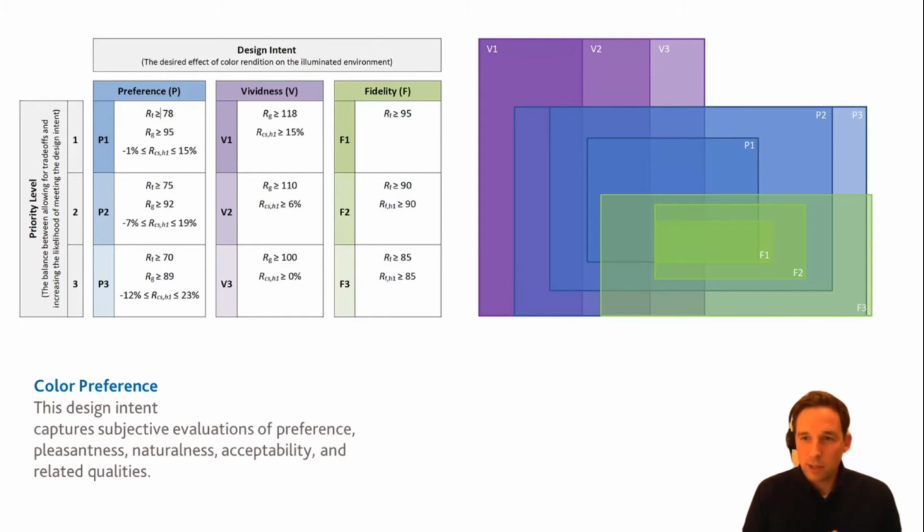So they've split how to specify into these three design intents. Color preference is talking about evaluations of how pleasant something is to look at, the naturalness of something, how acceptable it is, and other things like that, which are subjective evaluations.